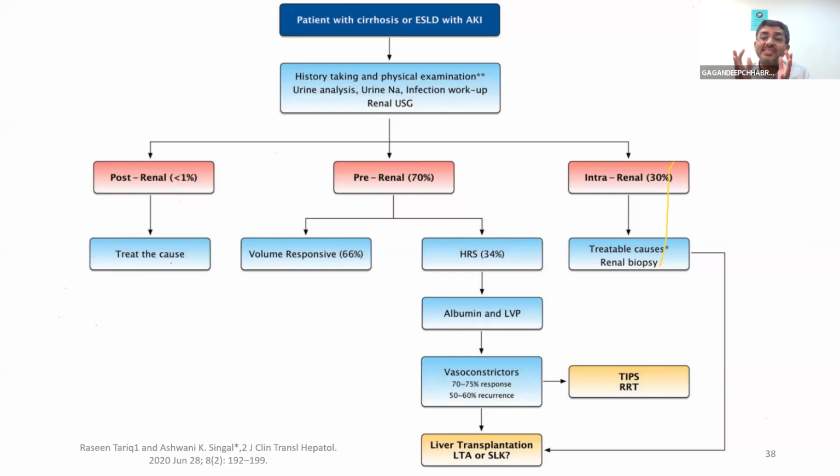And the third one is the intrinsic renal factors, which is 30% of the factors, in which you see for the renal disease, you do a kidney biopsy if you can, and see for the etiology of that factors.